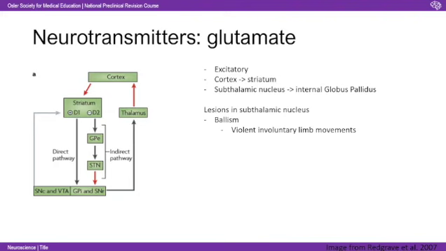So keeping with the most obvious neurotransmitter, there are classically questions in exams like, what's the predominant action of glutamate as a neurotransmitter? So the answer is excitatory.